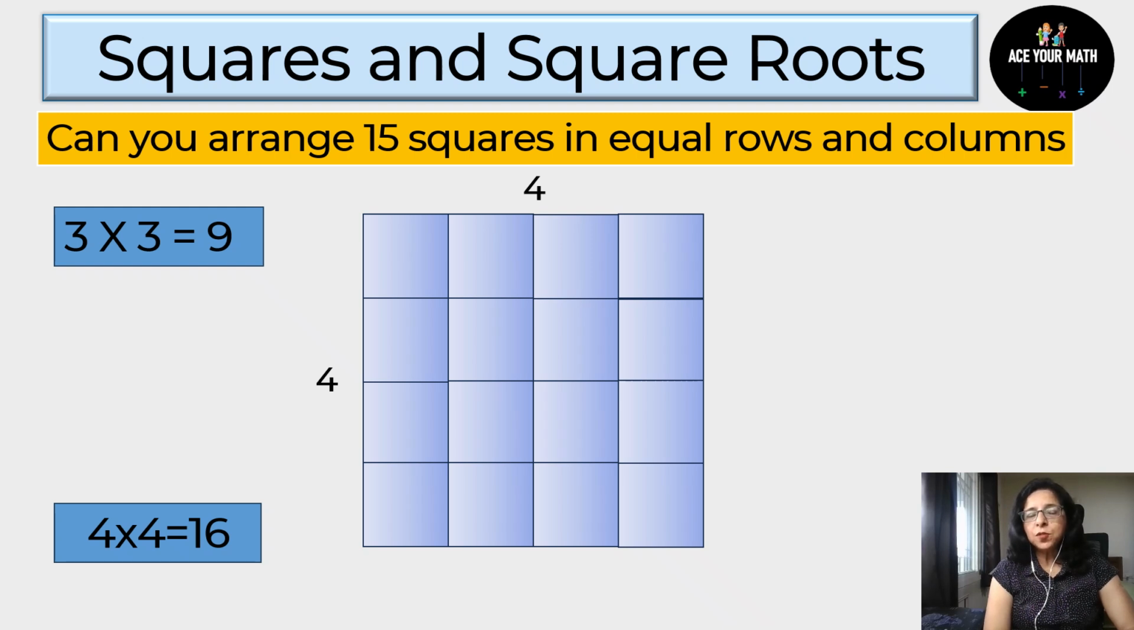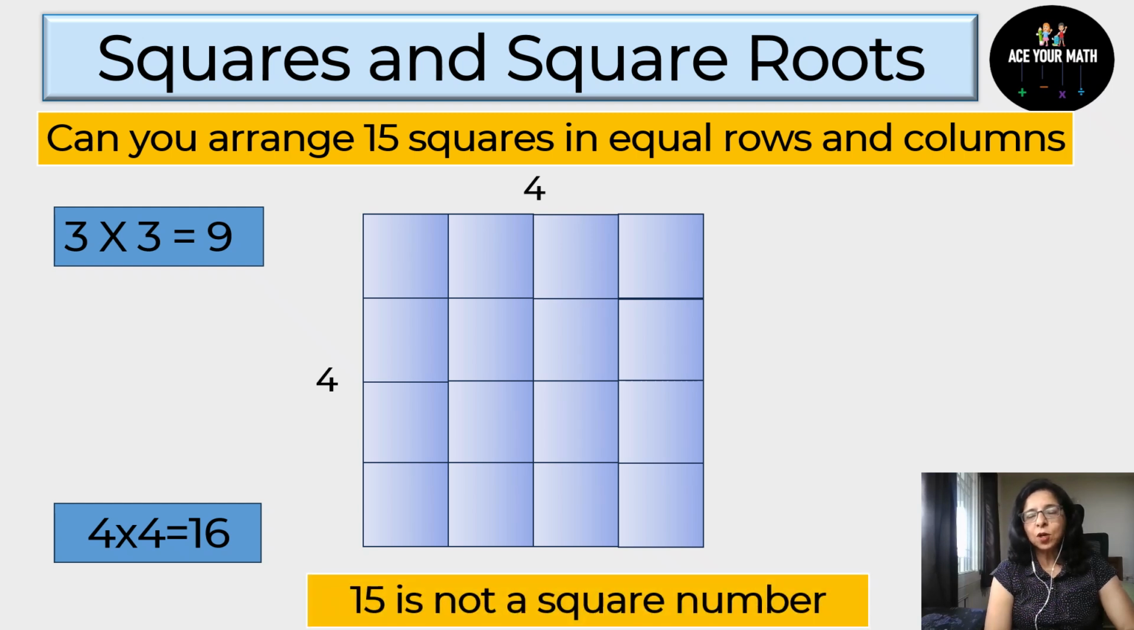Now, between 3 and 4 there is no other natural number. So it means there is no natural number which on multiplying by itself will give you 15. So 15 is not a square number. But if you add 1 to 15, it will become 16. Then 16 is a square number, but 15 is not a square number.